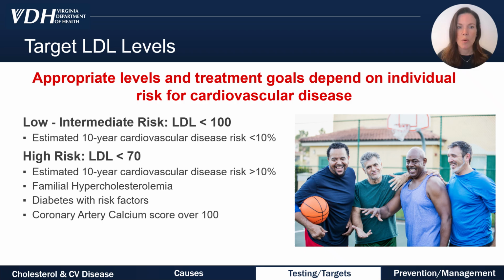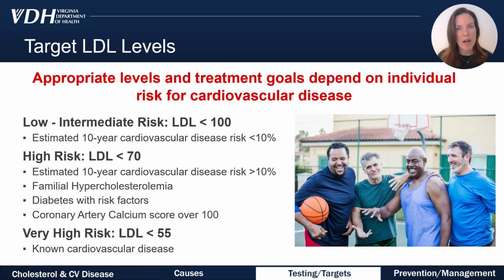For people who are at high risk, it is recommended that they have an LDL level that is under 70. These are people who have an estimated 10-year cardiovascular disease risk over 10%, familial hypercholesterolemia, diabetes with other cardiovascular risk factors, or something called a coronary artery calcium score, which is over 100. That's done through a special CAT scan.